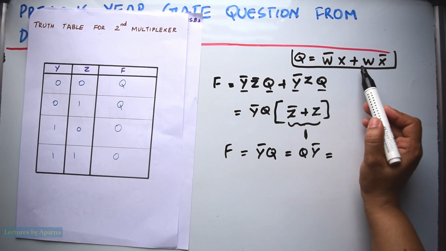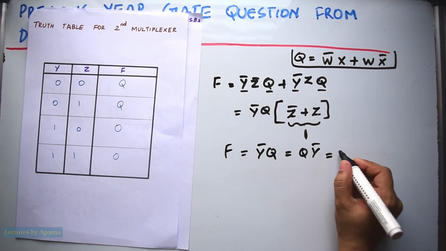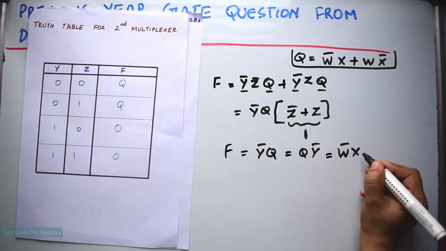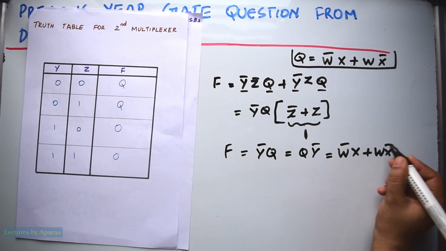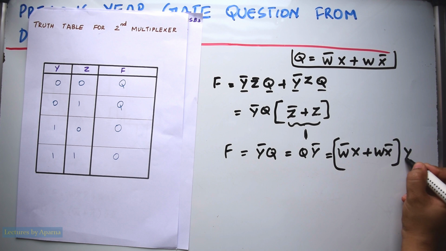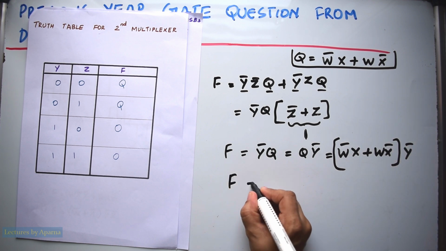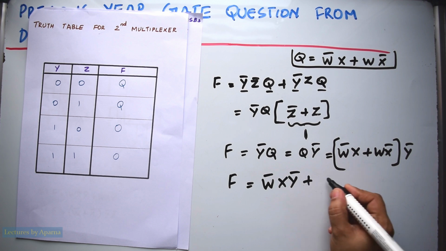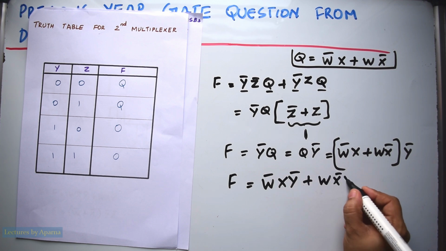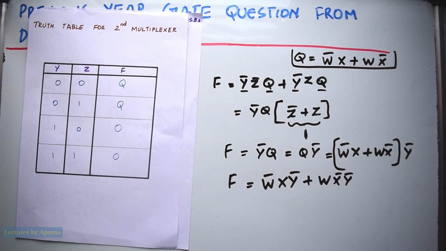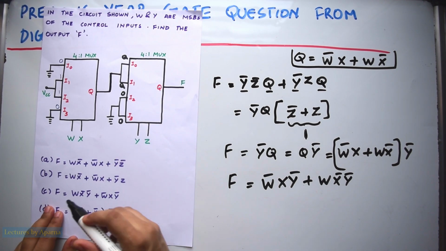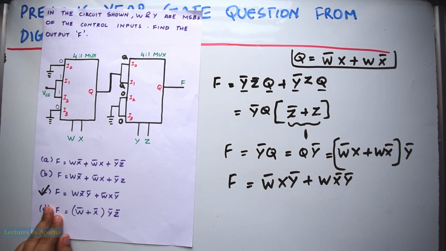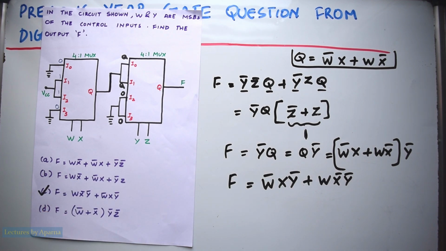So this will be equal to Q is W bar X plus W X bar. So you substitute it here, W bar X plus W X bar into Y bar. So F will be equal to W bar X Y bar plus W X bar Y bar. So this is the output F you get. So the answer is option C. This is how you do this question.